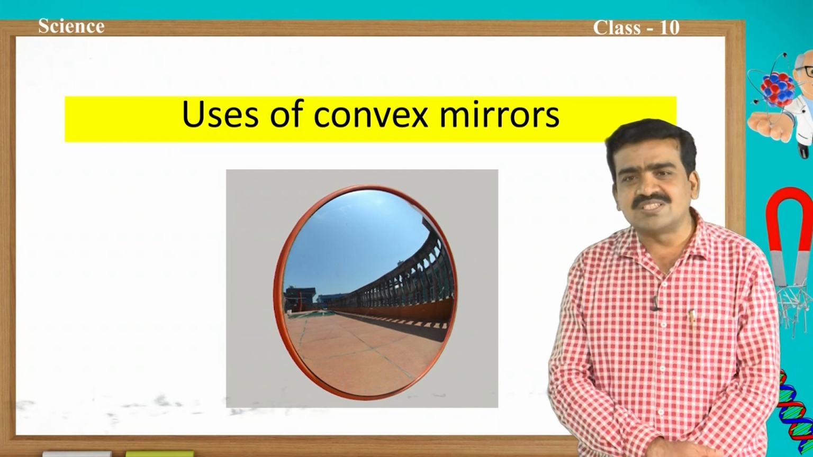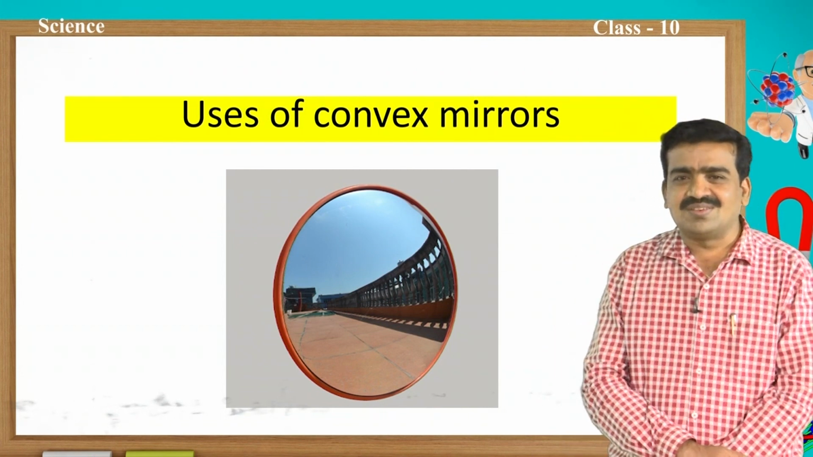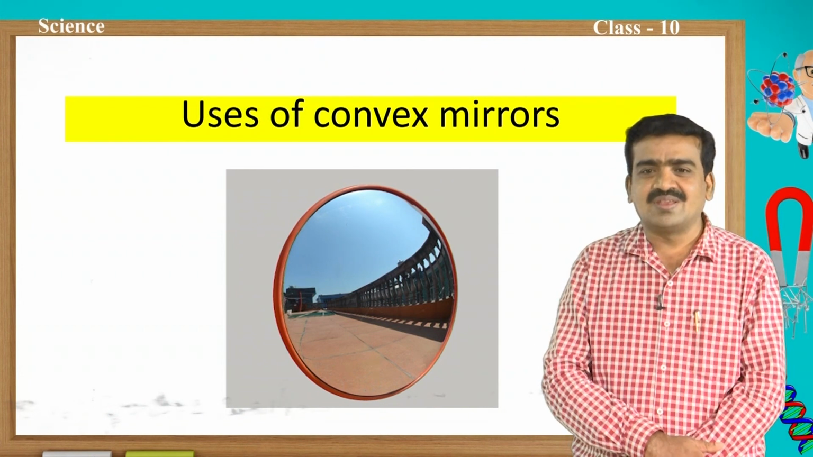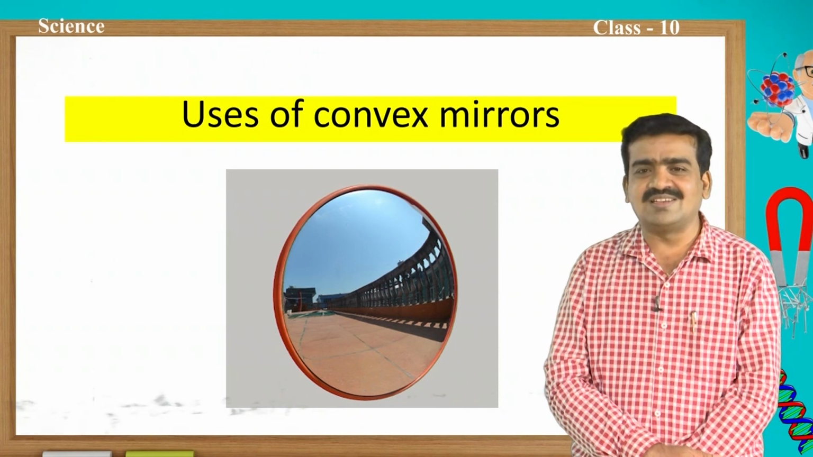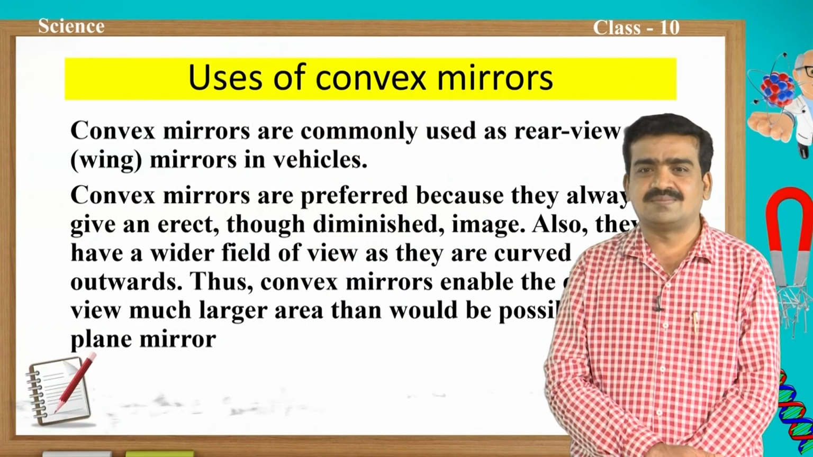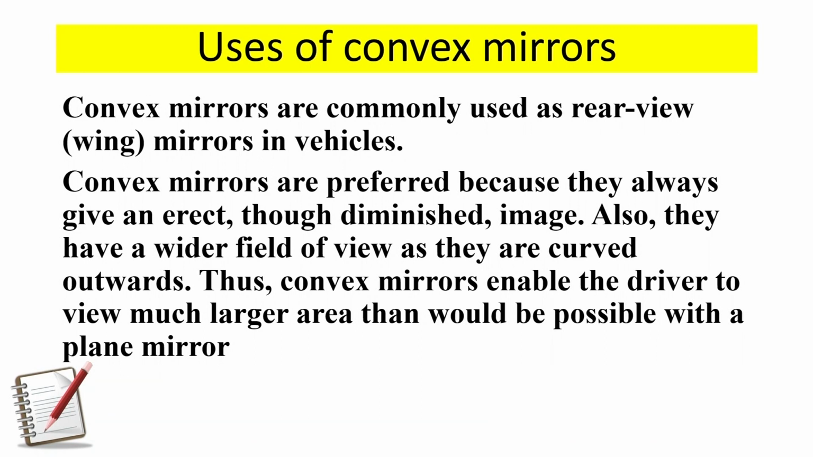Where are we going to use this convex mirror? It is well known to you, it is used in vehicles as a rear view mirror. My dear student, what is the reason for using convex mirrors as rear view mirrors? Convex mirrors are preferred because they always give an erect though diminished image. Also, they have a wider field of view as they are curved outward.